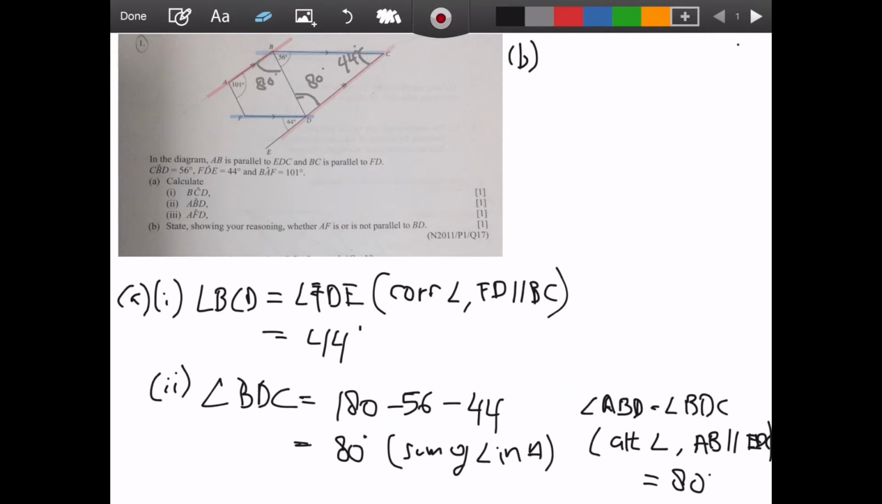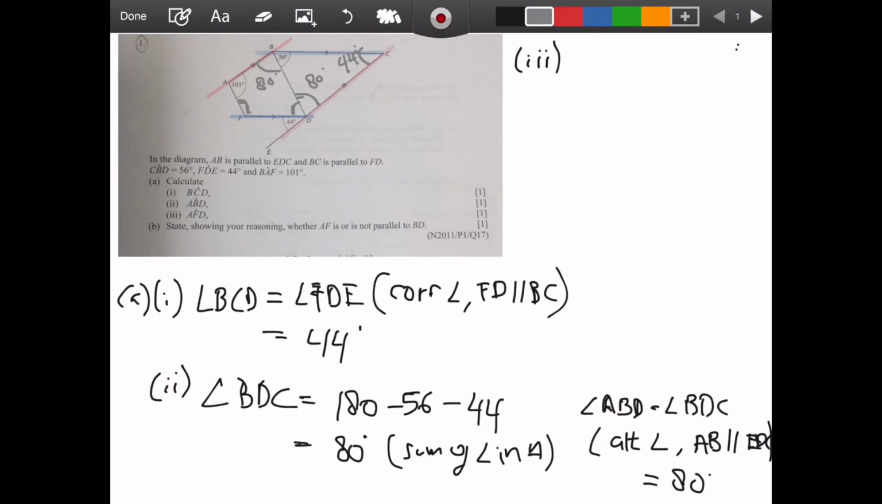Now part 3. What does it say? Find the angle AFD. Where is angle AFD? Angle AFD is over here. This is what they're looking for, AFD. It'll be easier to find AFD if you know this angle, because then you can see that this is a quadrilateral, whose angles sum to 360, and you can just get the angle AFD.